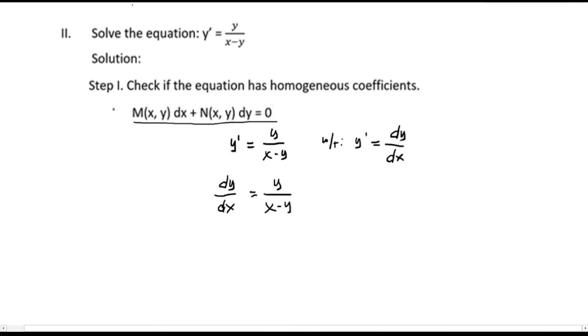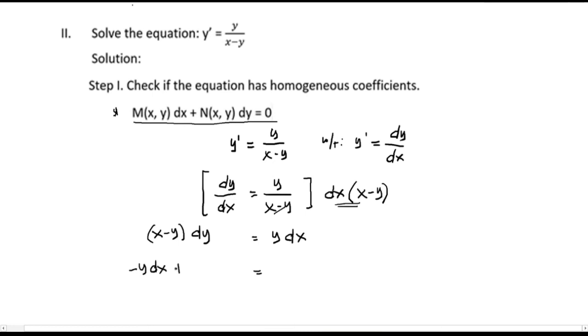To convert to the standard form, we have to multiply this equation by dx, so that dx will become numerator. Likewise, I'm going to transpose x minus y to numerator, so I'm also going to multiply the whole equation by x minus y. And the product of the equation by this factor is x minus y dy, and dx here is cancelled. For this right member, x minus y is cancelled, and you have y dx. Then let us transpose our y dx to the left side. So you have here negative y dx plus x minus y dy, and that is equal to 0.